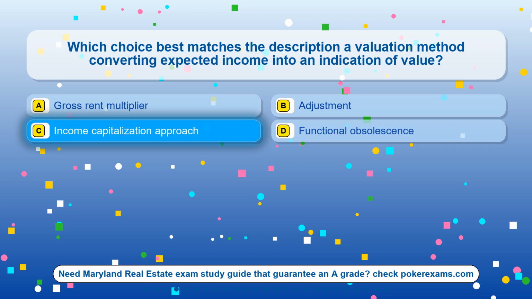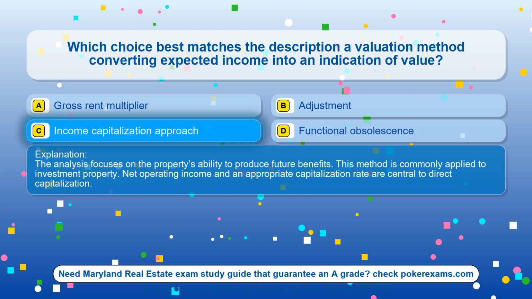The correct answer is option C, income capitalization approach. The analysis focuses on the property's ability to produce future benefits. This method is commonly applied to investment property. Net operating income and an appropriate capitalization rate are central to direct capitalization.